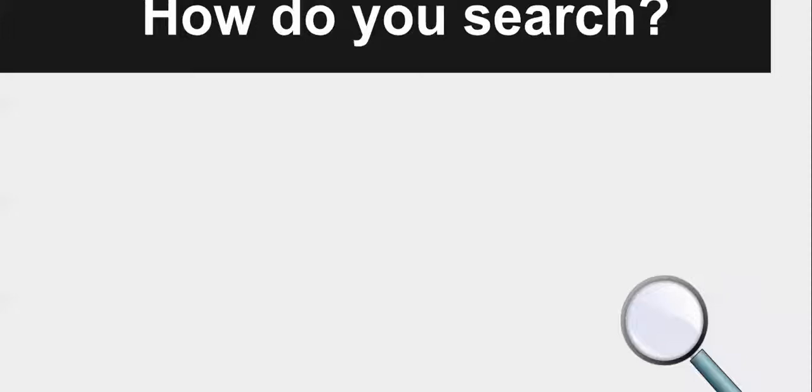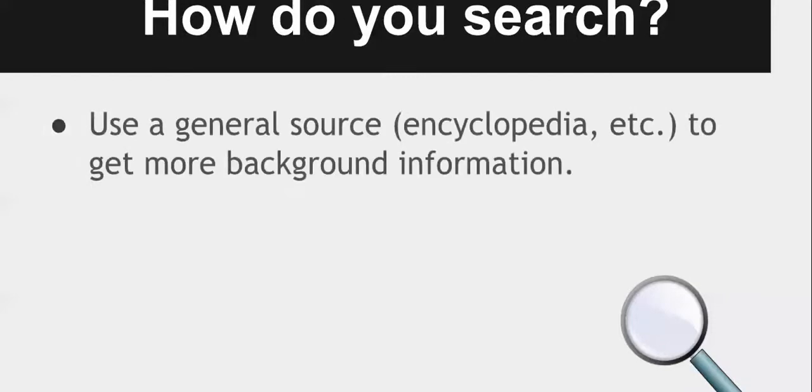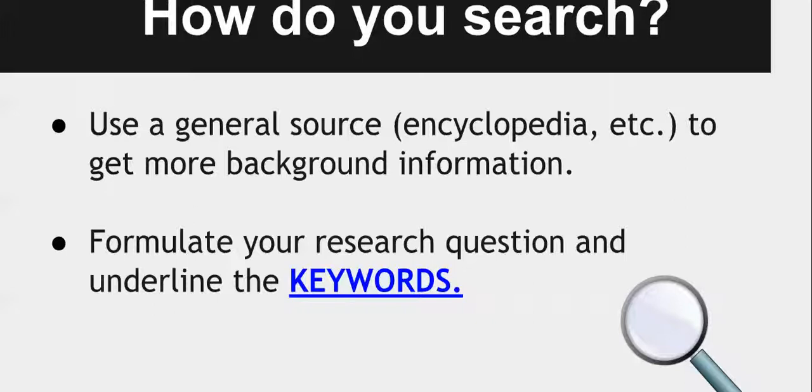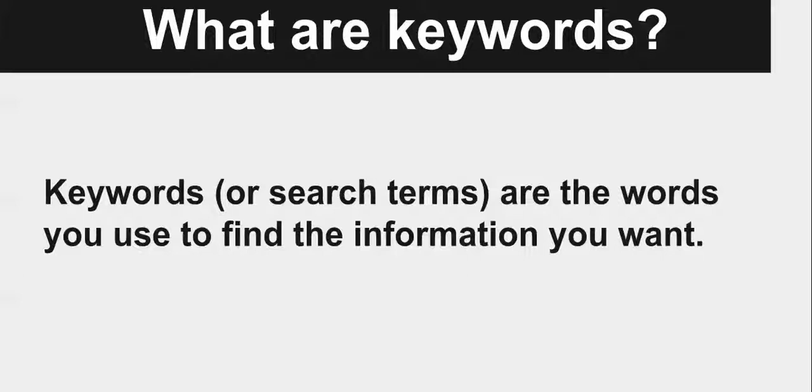Let's find out more about our topic, first by using a general source like an encyclopedia to get more background information. The more general information you know about your topic, the better your search terms will be. So you have to formulate your research question and then underline the keywords in that research question. Let's look at an example.